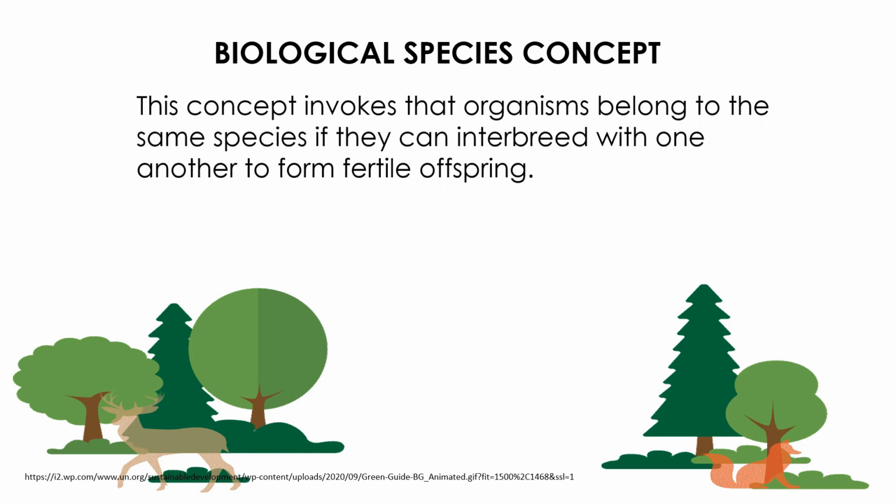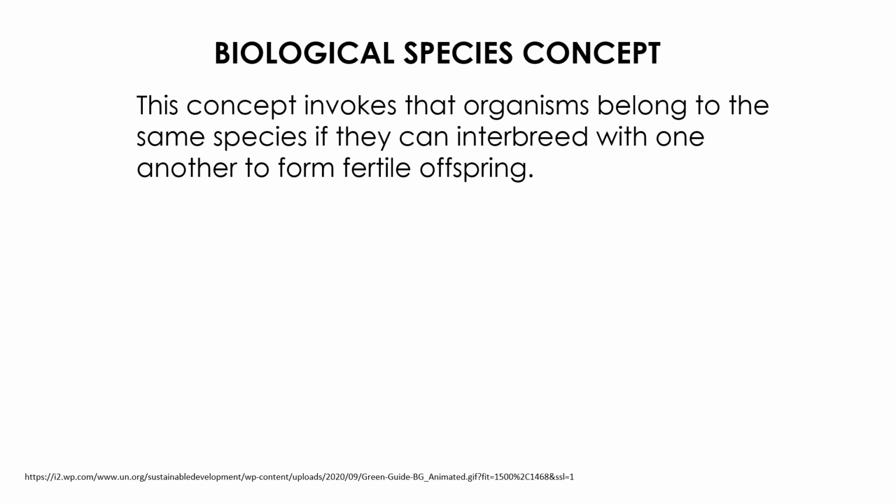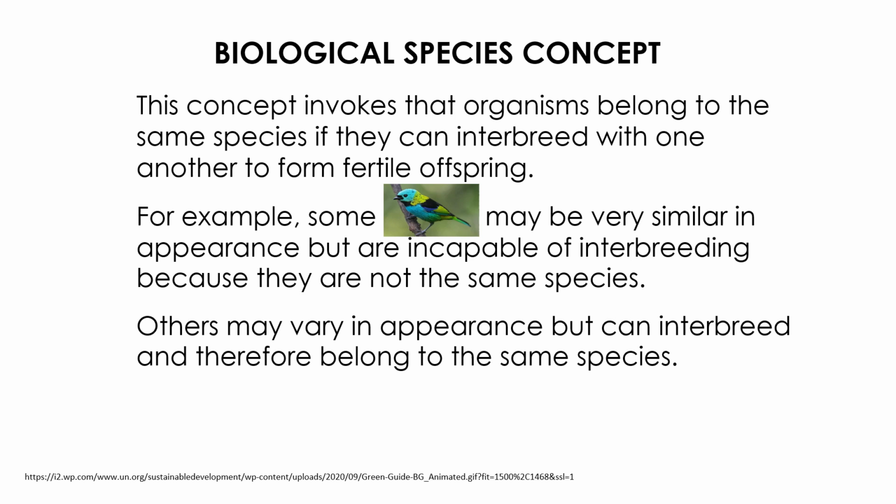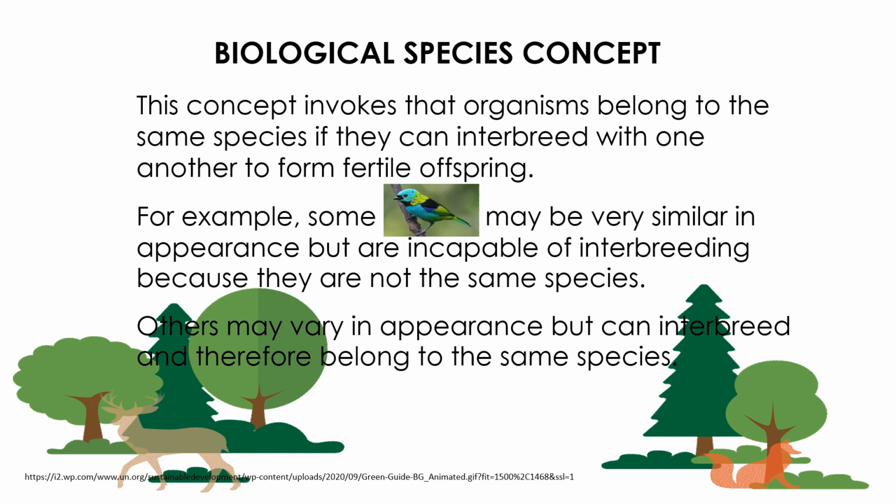Biological species concept. This concept invokes that organisms belong to the same species if they can interbreed with one another to form fertile offspring. For example, some birds may be very similar in appearance, but are incapable of interbreeding because they are not the same species. Others may vary in appearance, but can interbreed and therefore belong to the same species.